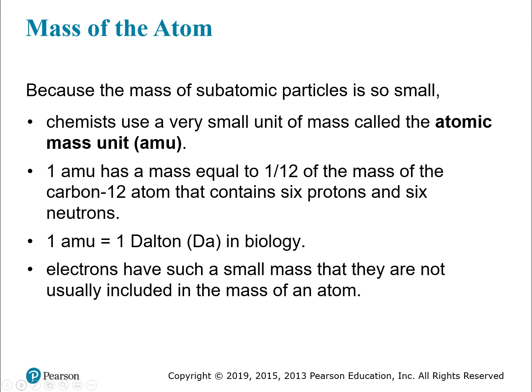Since all of these subatomic particles are so small, what we use is called the atomic mass unit when we're talking about the mass of these particles. 1 AMU, which is the abbreviation, has a mass of 1/12 the mass of a carbon-12 atom, which has 6 protons and 6 neutrons. 1 atomic mass unit is the same as 1 Dalton in biology. So if you're talking about the mass of a protein, you'll likely see Daltons, not atomic mass units.